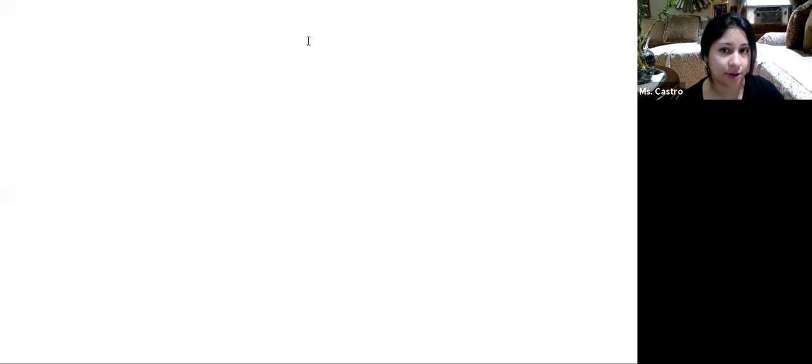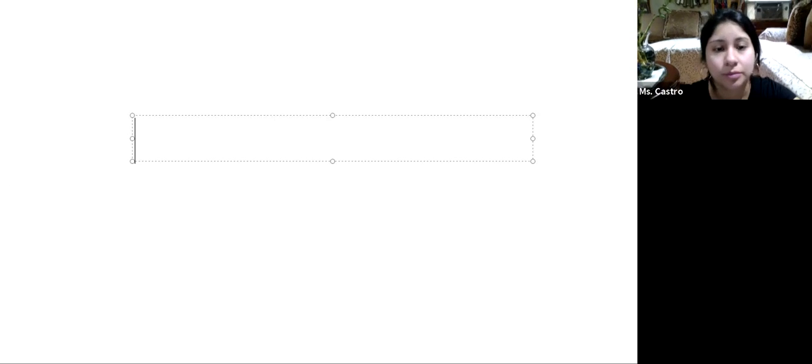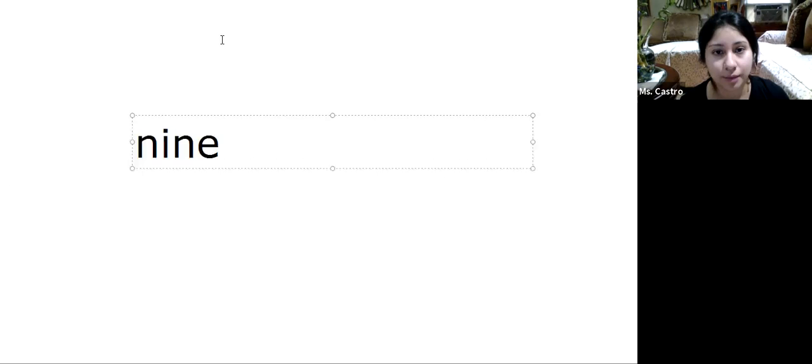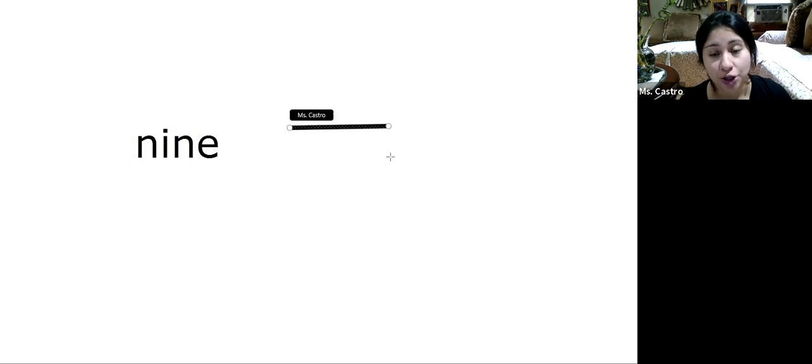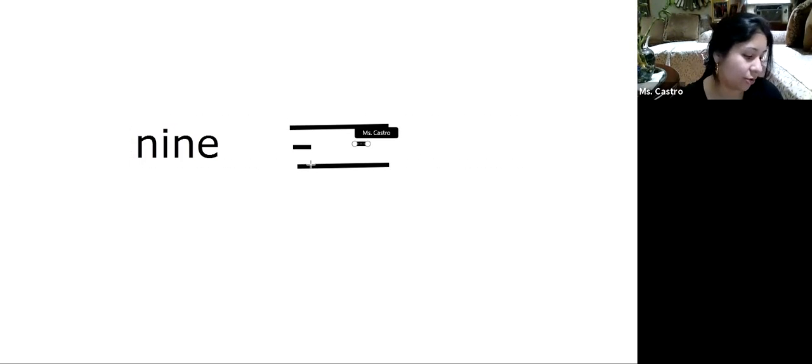Here's another example that they are going to have. They're going to give you a word. That word is going to be a number. Your job is to figure out what the word says so you can write the number on the line. So the question says, write the number that matches the word.